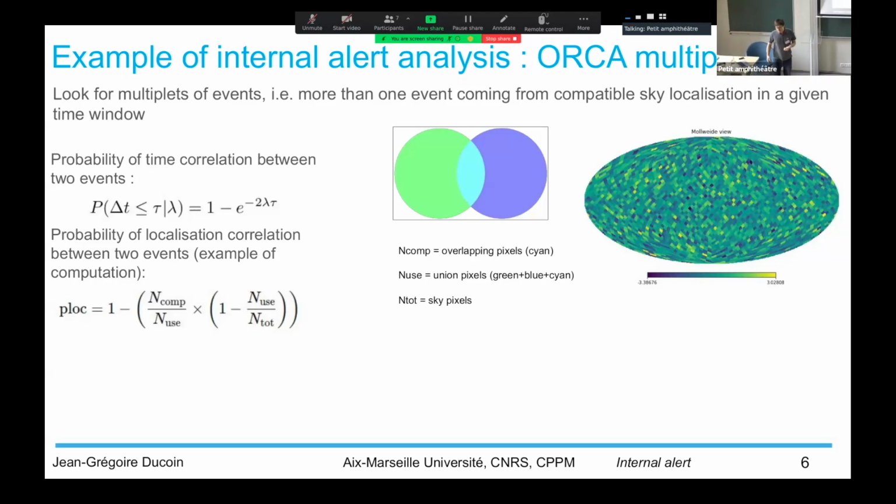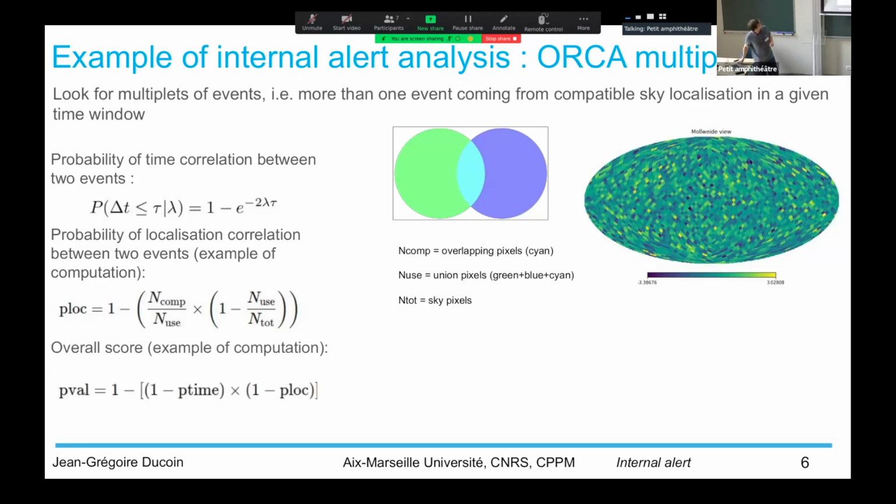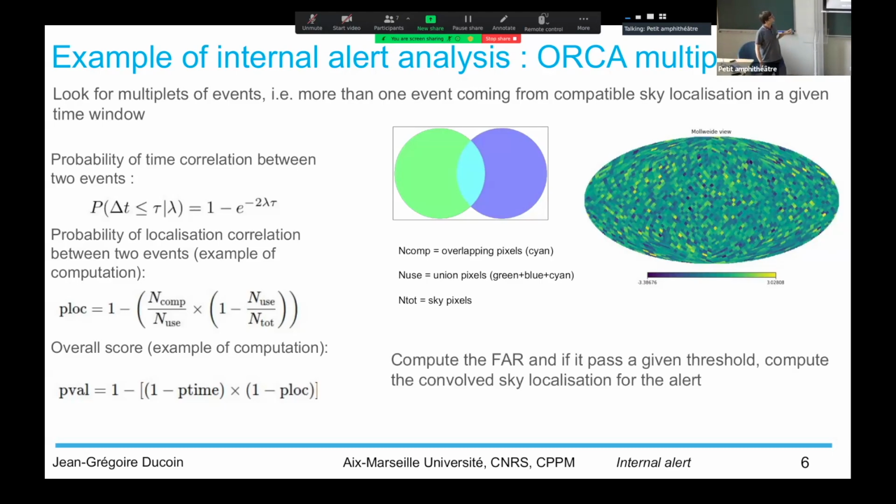So altogether, that gives you an idea of an expression that you could use to weight the probability that they are compatible in localization. In the end, you put everything together in a single expression, maybe not with this one, but this is an example of what could be used. And that gives you a quote-unquote p-value that allows you to compute a false alarm rate. And below a given threshold, you can compute the convolved localization. And again, you have everything for your alert, the false alarm rate and the localization.